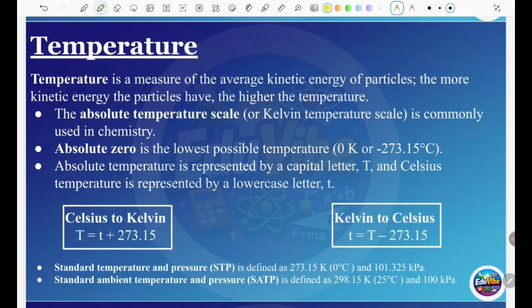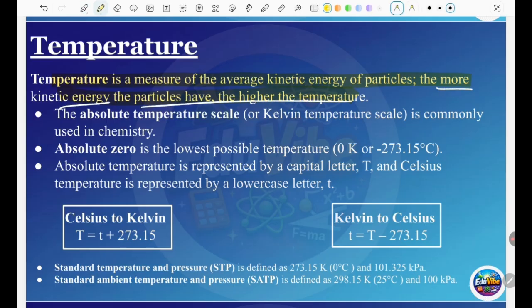Every time, people think temperature is the same as heat. No, temperature and heat are different things. Temperature is basically the measure of the average kinetic energy of the particles. The more kinetic energy the particles have, the higher the temperature. So temperature always depends on the average kinetic energy of the particles.